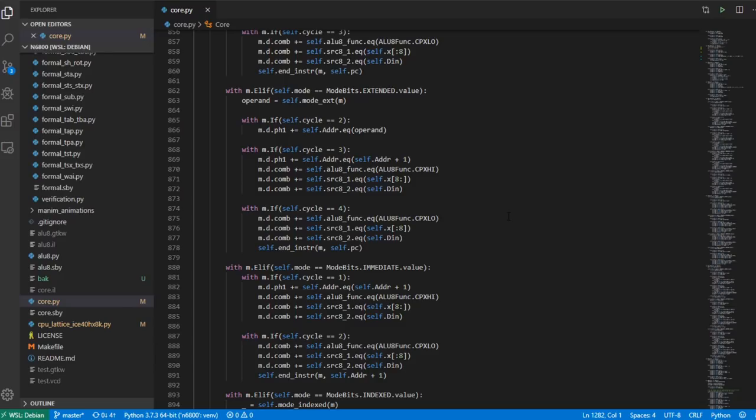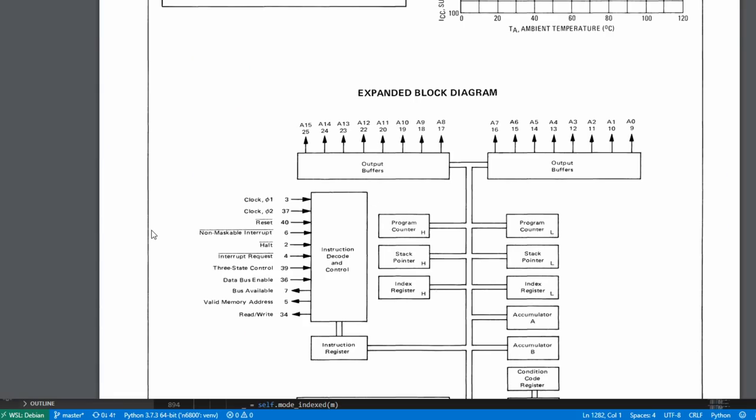So I suppose the next thing to do would be to check out some of the other signals that I've missed. I know that there are some input signals that the external hardware can request. So maybe the next thing that I'm going to do is look at some of the other signals that I skipped, mainly halt, that's right here, and three-state control and data bus enable. So I've skipped those. Those are actually input signals, which do other things to the processor. So I'm going to have to add those.